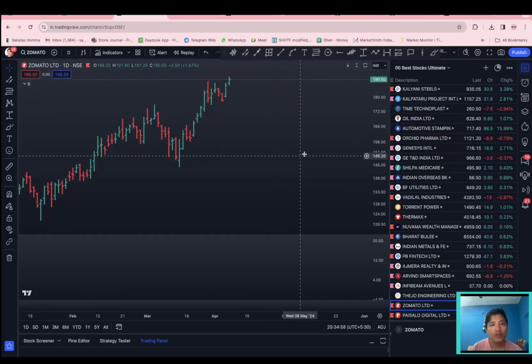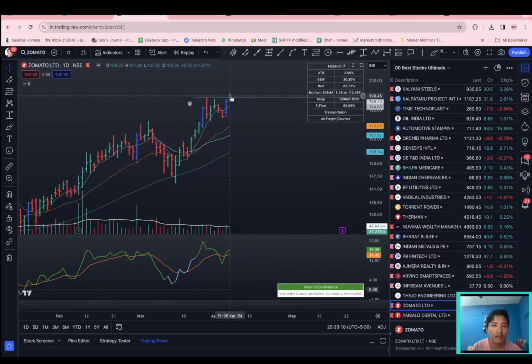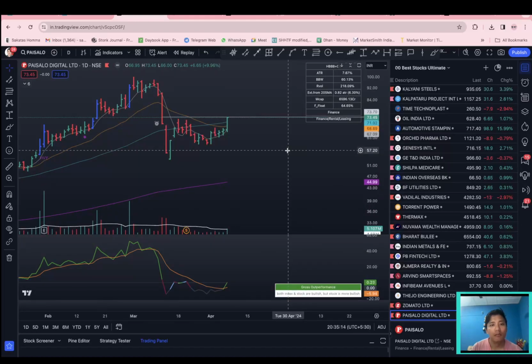So Zomato sort of was a breakout of a tight area. I mean, again, this is a little loose, but you can see that there is volatility contraction T1 T2, and this could have been, this is a valid entry, right? Paisa Lelo.